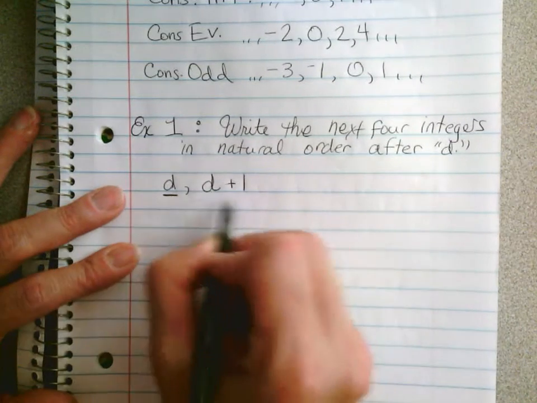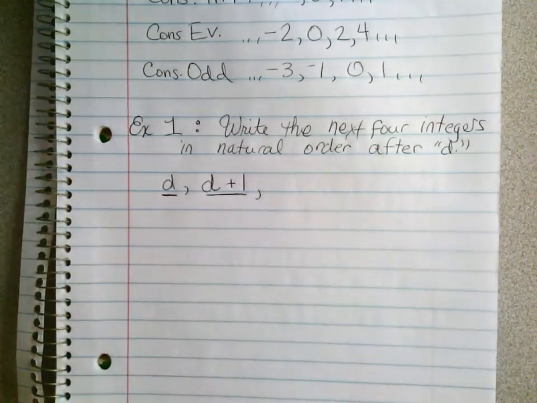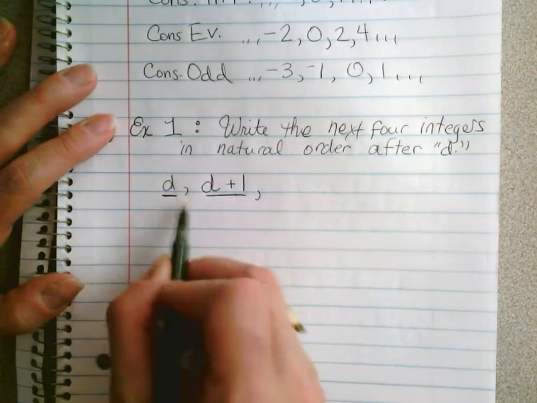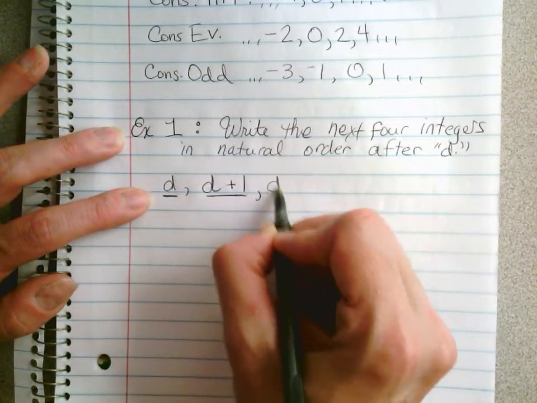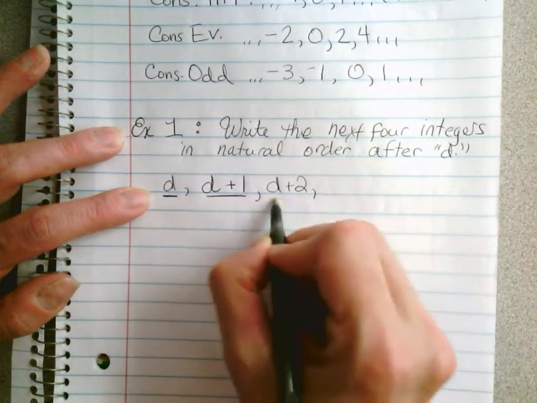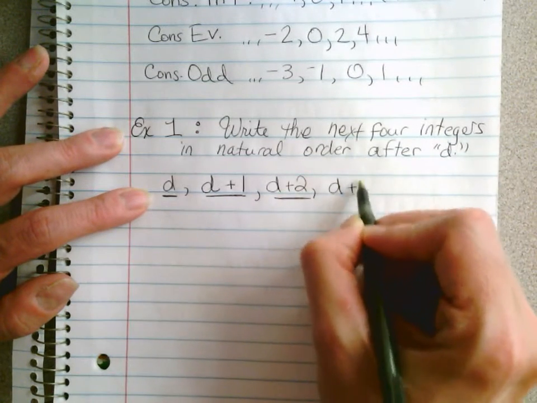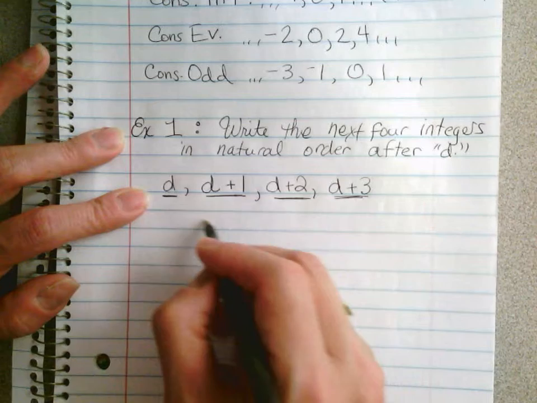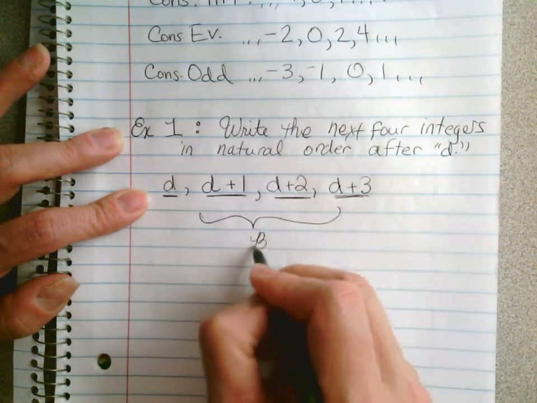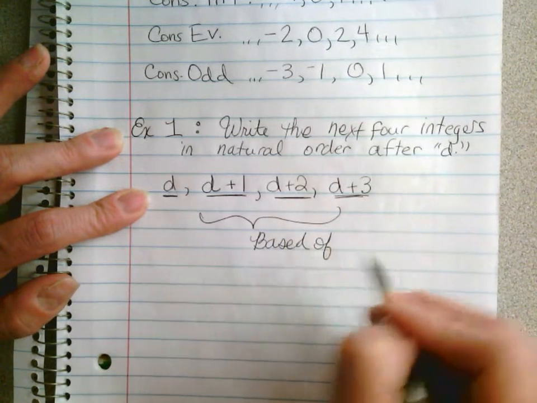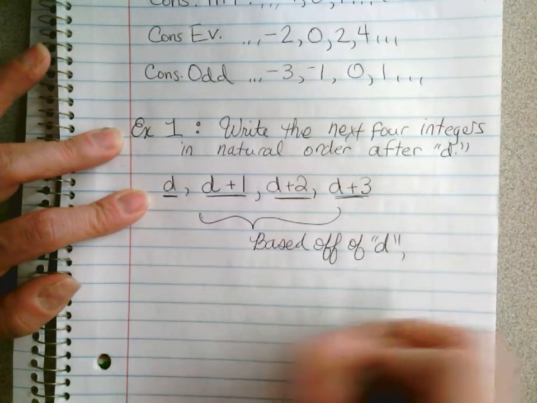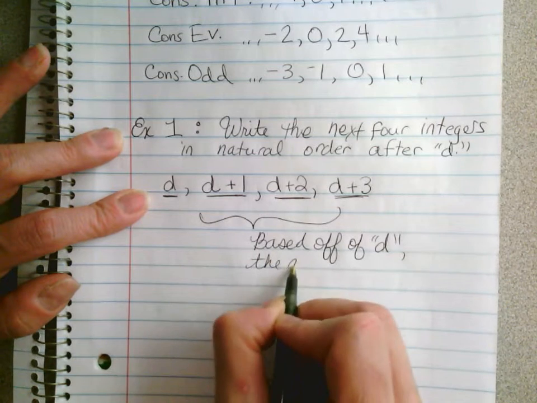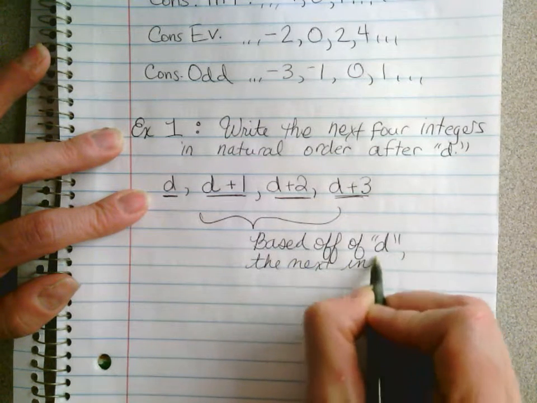So if this is the first one, this is the second one. These aren't evens or odds. These are just in order. 1, 2, 3, 4, 5. So again, starting with this one, D plus 1 is next. D plus 2 is the third one. D plus 3 is the fourth one. So these are all based off of D, and then the next integers in order.